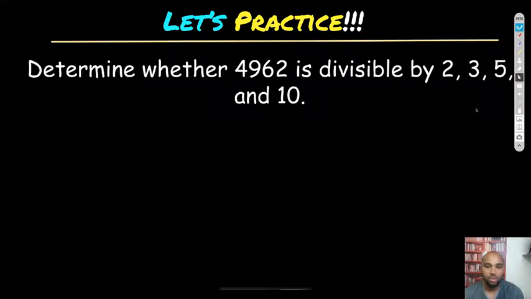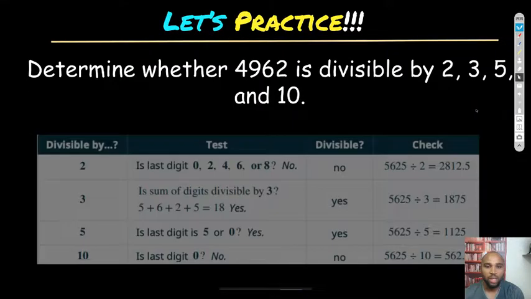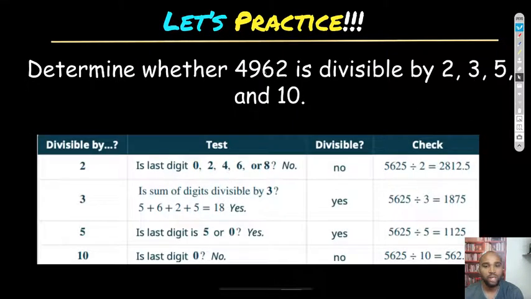And I put that one up twice. I believe this is our last one. 4962. Last number is a 2, so I know it's divisible by 2. And can I add them all up to get a multiple of 3? Let's see. 5. I got the wrong one up here. Well, good, because we get to work it ourselves. So let's work this one out ourselves.